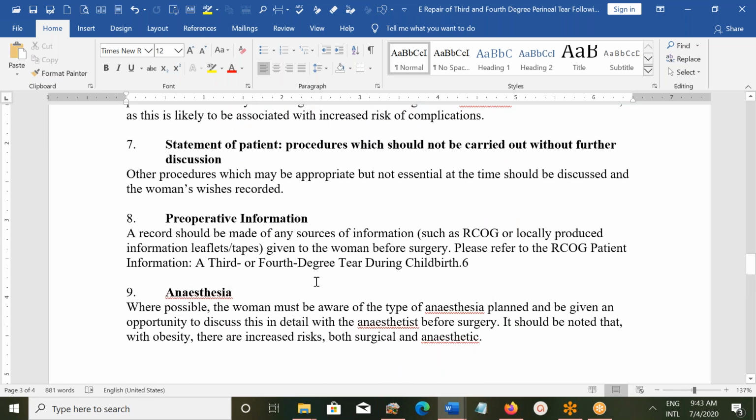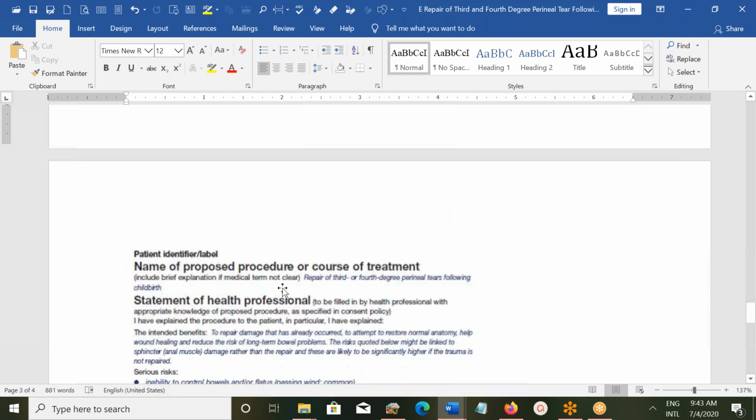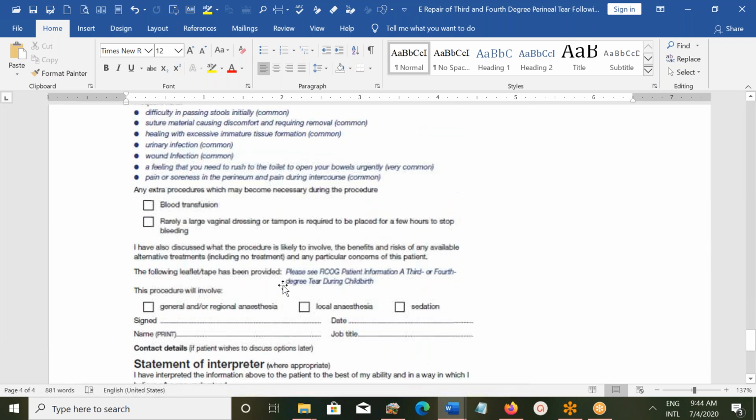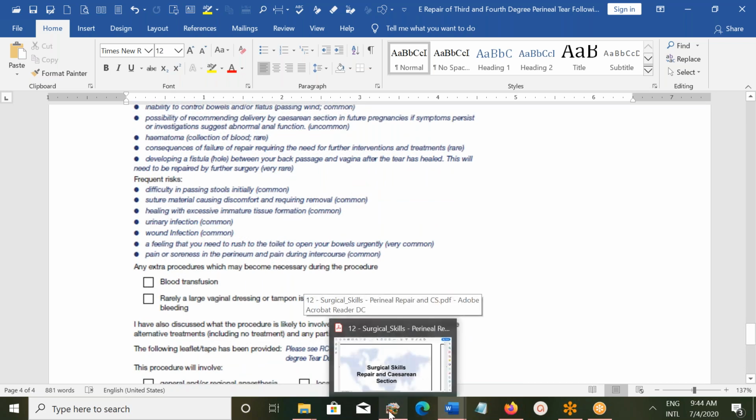So preoperative information, you are just going to tell the patient and you are going to fill in the consent form. Anesthesia, this is the job of the anesthetist who is going to see her. Other procedures are not recommended at this time. So that is how you will see a consent form. That is all you need to know about it.